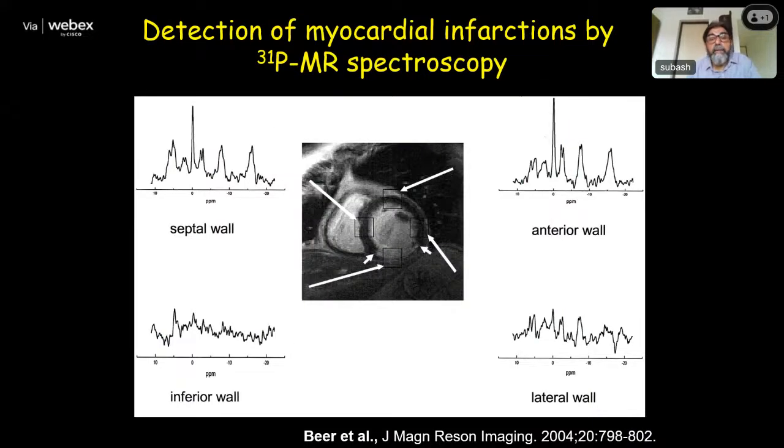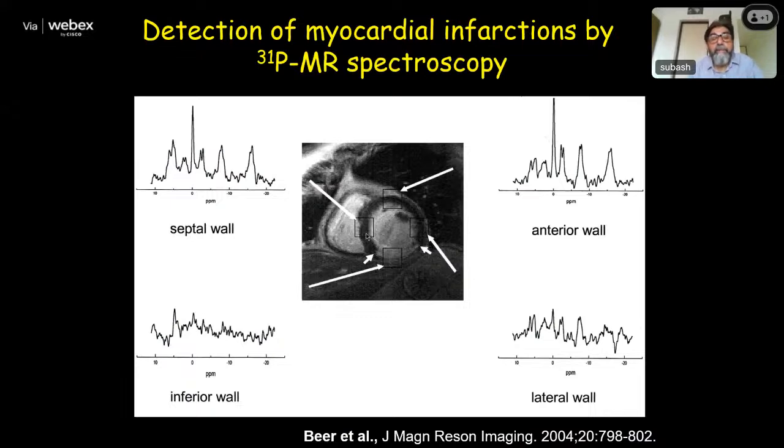This is MR spectroscopy of the heart. You can look at the myocardium. When there's a heart attack, you can see these regions. There are 4 regions: the septal wall, the anterior wall, the inferior wall, and the lateral wall. All 4 walls, we have done the P31 spectrum.